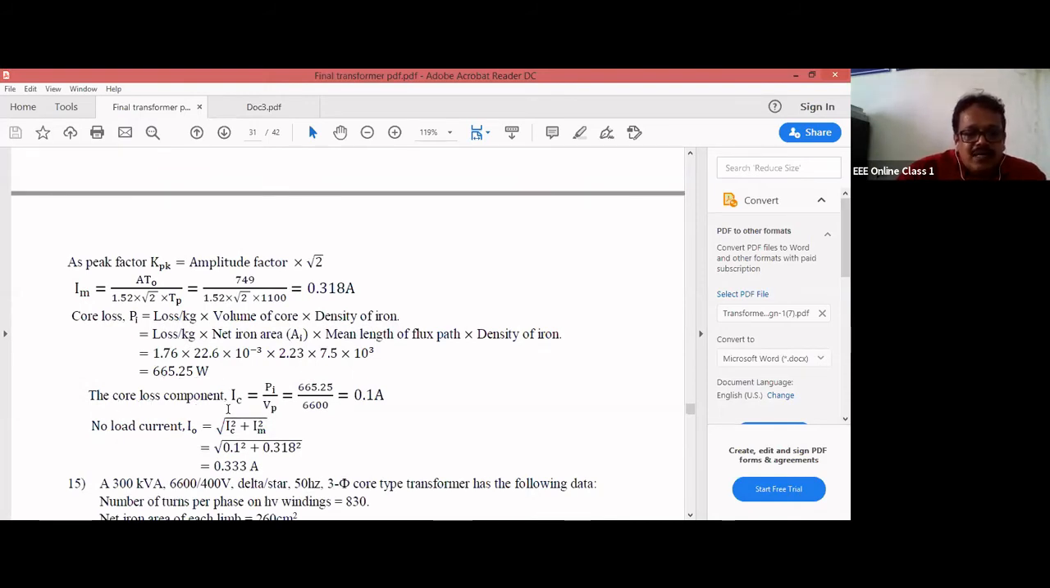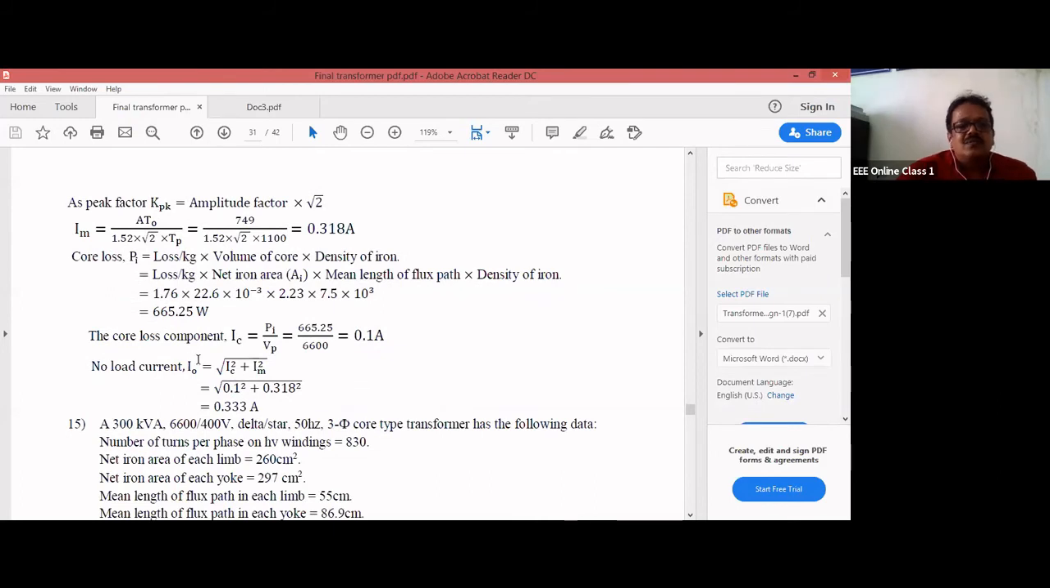So the core loss component Ic is equal to Pi by Vp. Vp is nothing but the voltage on the primary side. 665.25 divided by 6,600. Then what you got here? 0.1 ampere. Once you calculate Ic, then you calculate the no load current I naught, which is equal to the root of Ic square plus Im square. Then you calculate 0.333 amperes.